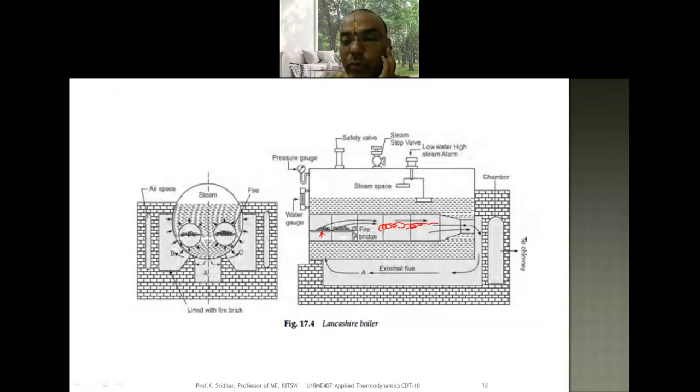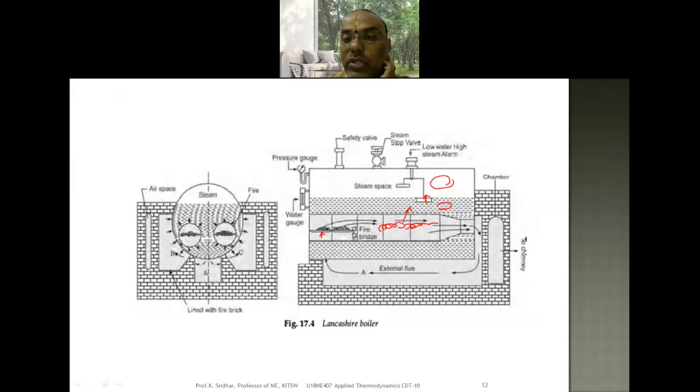Inside these tubes we are able to generate the flue gases, which are surrounded by the water. All these things are the water. So the hot flue gases give up their heat to the surrounding water which is flowing here, because of which the water will be converted into steam. So this is known as the steam space, and this is known as the water space.